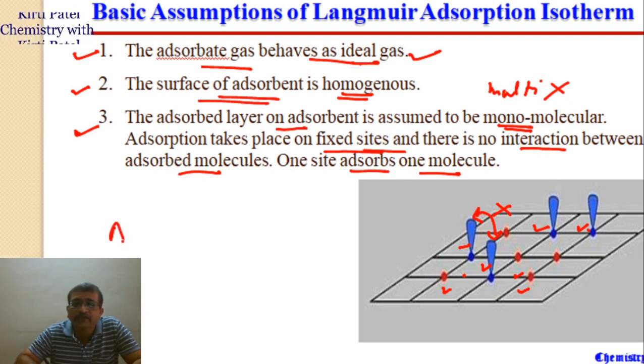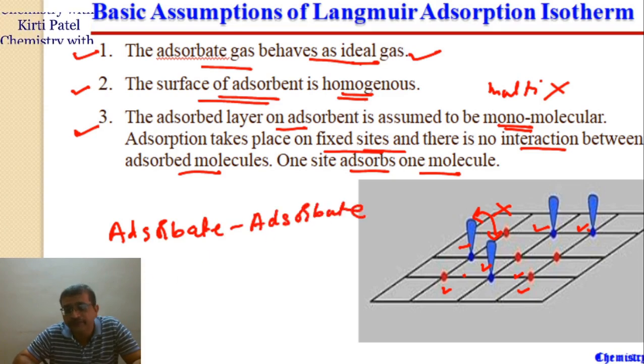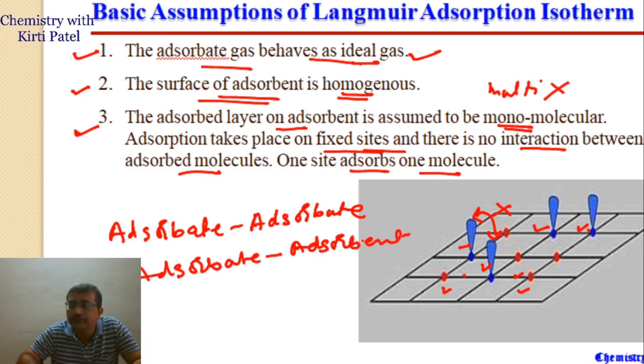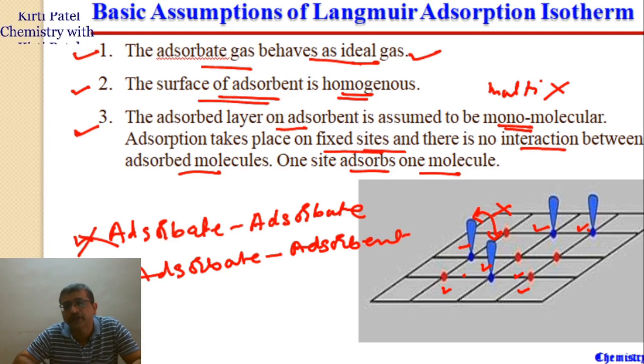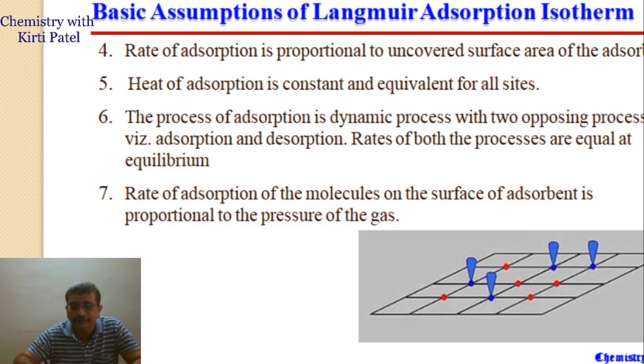That is, adsorbate-adsorbate interactions are prohibited or do not take place, while there is interaction between adsorbate and adsorbent. These are two different concepts. The adsorbate-adsorbent interactions are taking place, while adsorbate-adsorbate interactions are not taking place according to the assumptions of Langmuir's adsorption isotherm.